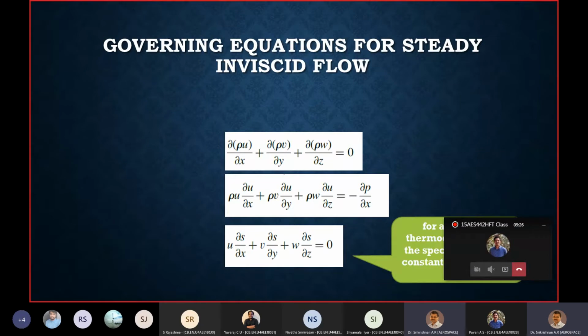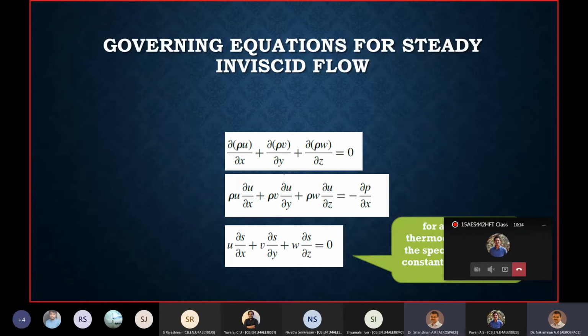And the third one is the energy equation written in terms of entropy gradients. u dou s by dou x plus v dou s by dou y plus w dou s by dou z is equal to 0, which comes straight from the conservation of energy. So these three equations are the governing equations for steady inviscid flow. Keep in mind, I didn't say supersonic, hypersonic, etc. So the Mach number is not a parameter. We have not considered anything about it for looking at these equations. So this is applicable for any range of flow velocities, as long as the flow can be assumed to be steady and inviscid. Now, what we are going to do is to non-dimensionalize these equations.